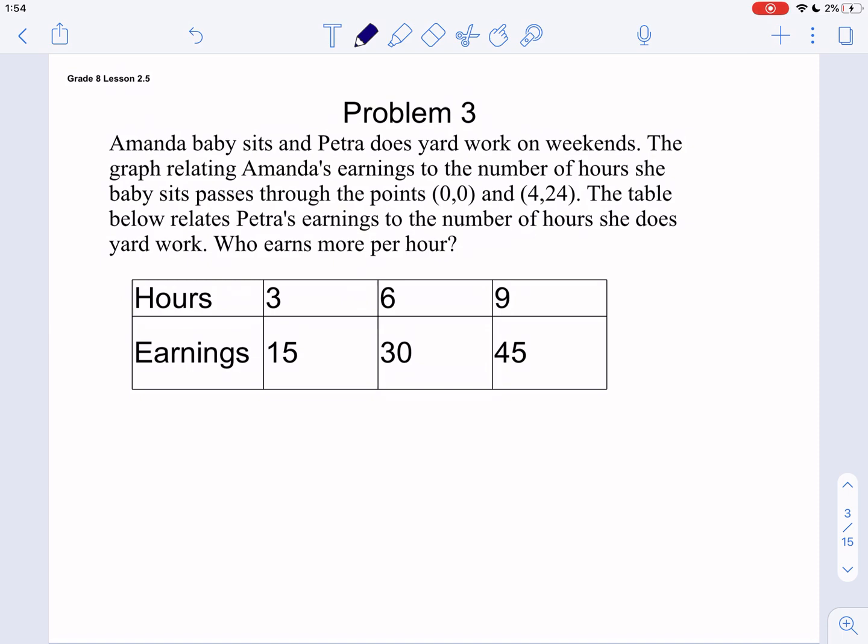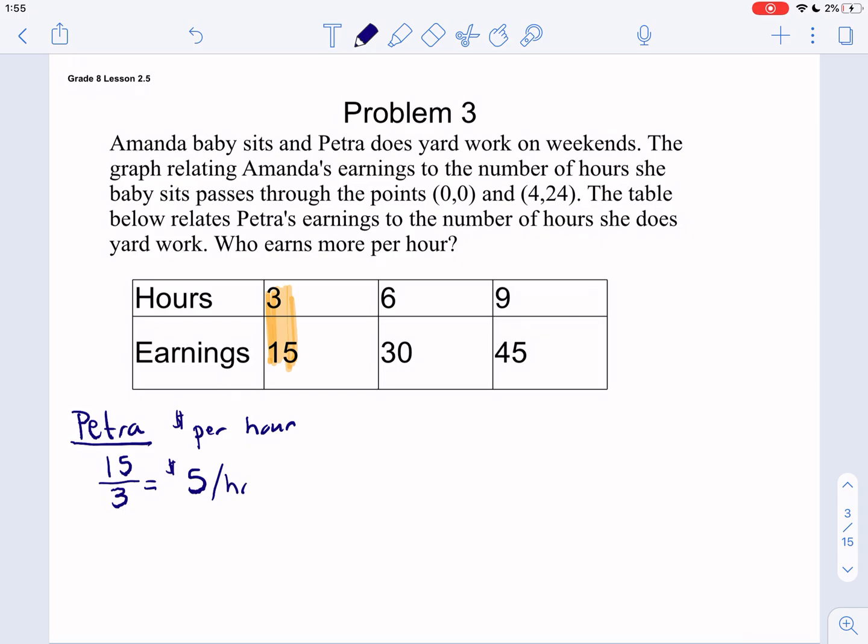So I'm going to do the table first. So this is for Petra. So to find out how much she earns, I need the money per hour. So I'm going to take the money. I can pick any part from the table. I'm going to use this first one because those are the smallest numbers. So the money is 15 divided by the hours, which is 3. 15 divided by 3 is 5. So Petra earns $5 per hour.